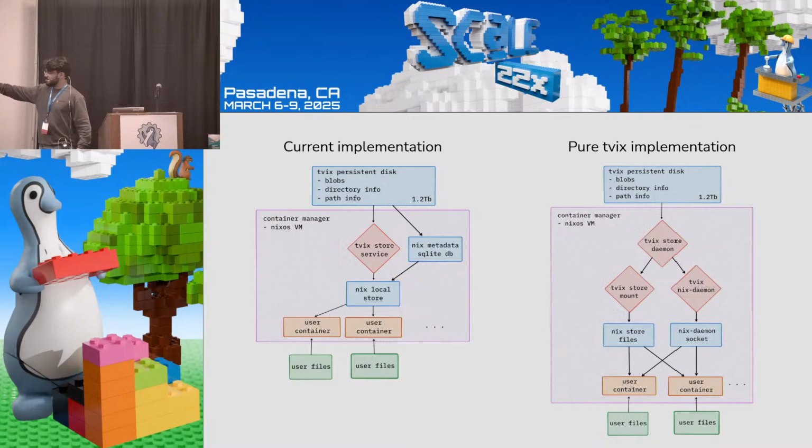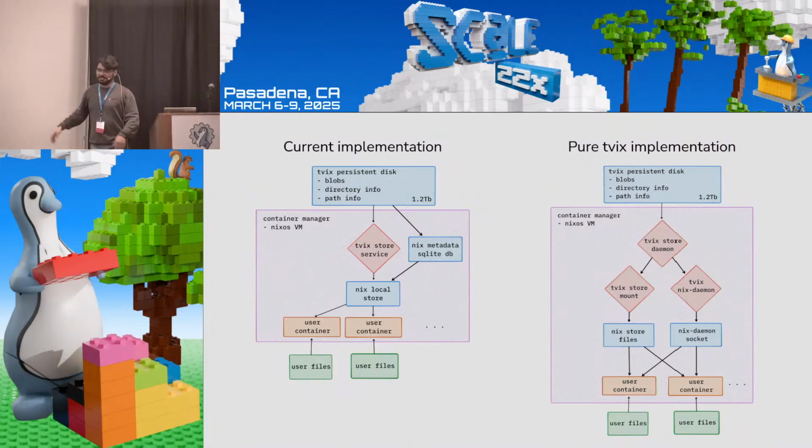Now, in the perfect world, once Tvix finishes some more stuff, the pure Tvix implementation, we would have the Tvix store daemon. The Tvix store mount would still expose all those FUSE paths, but then this piece, the Tvix Nix daemon, exposes a Nix daemon socket. And then we can mount that into the user container and then point the local overlay store to point at that for the metadata. And then it could query that, get all the metadata it needs from the socket, and that metadata is read directly from the Tvix store. So we don't need to do any hacking around with SQLite databases.